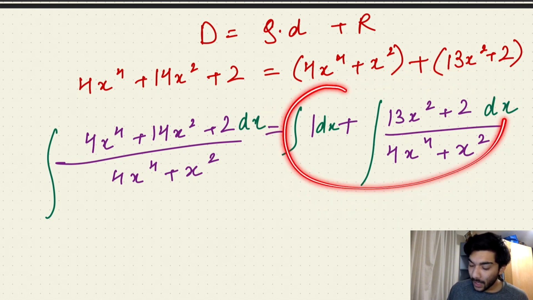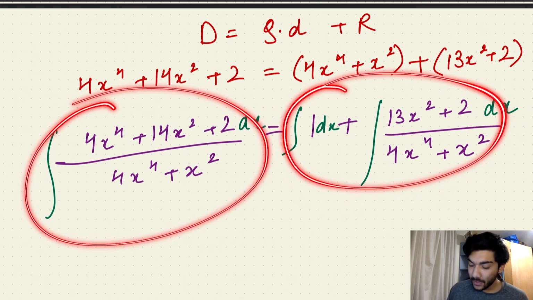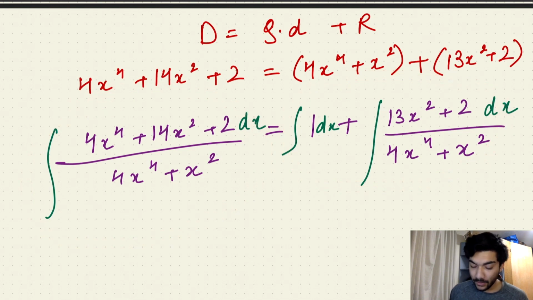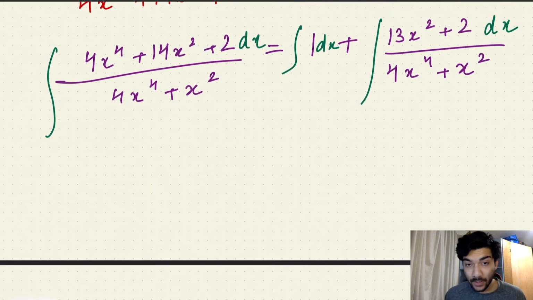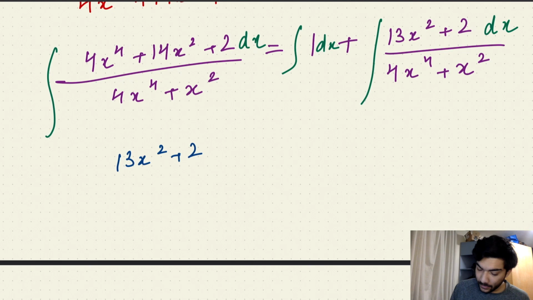So now calculating the indefinite integral of this expression is easier than calculating the indefinite integral of this expression, right? But now we know that we can further simplify this expression over here using partial fractions. So let's write this expression over here. This expression can be easily written as (13x² + 2) upon (4x⁴ + x²).